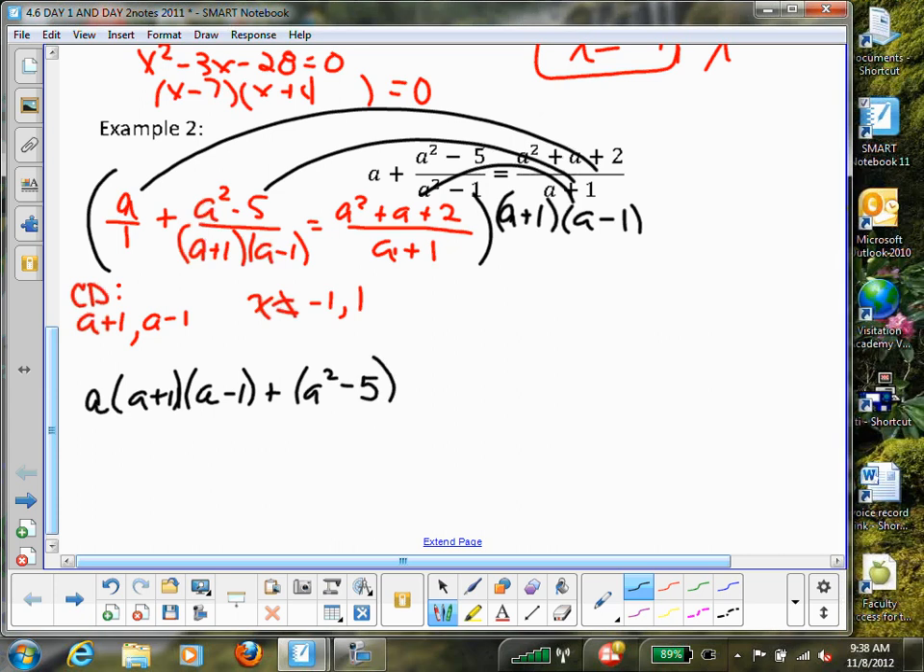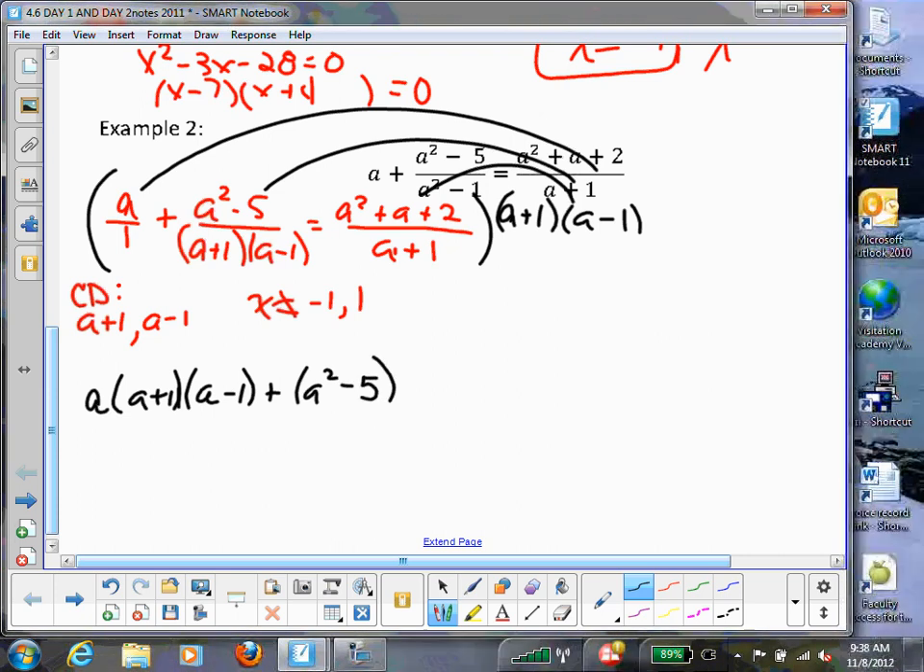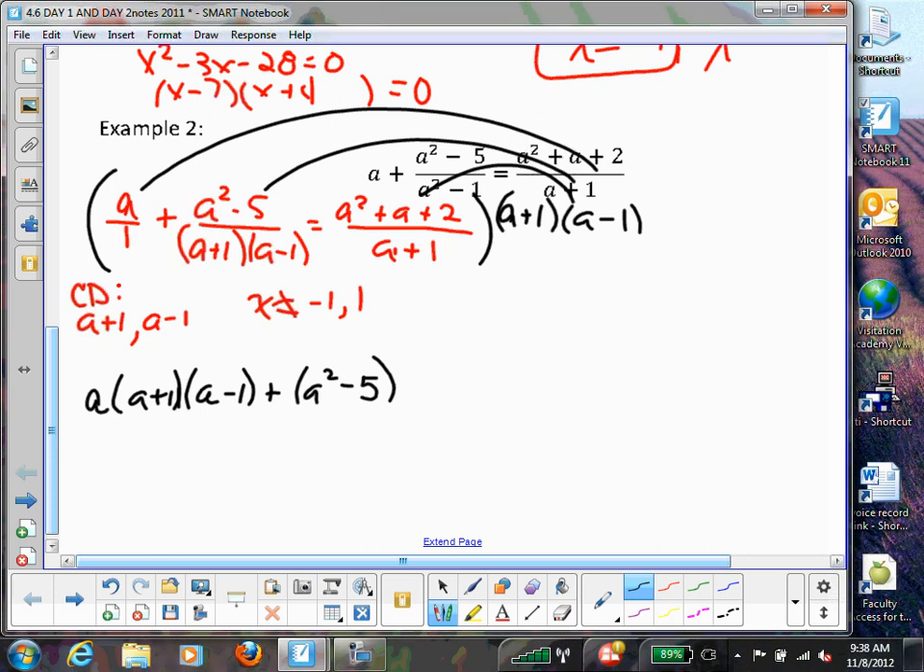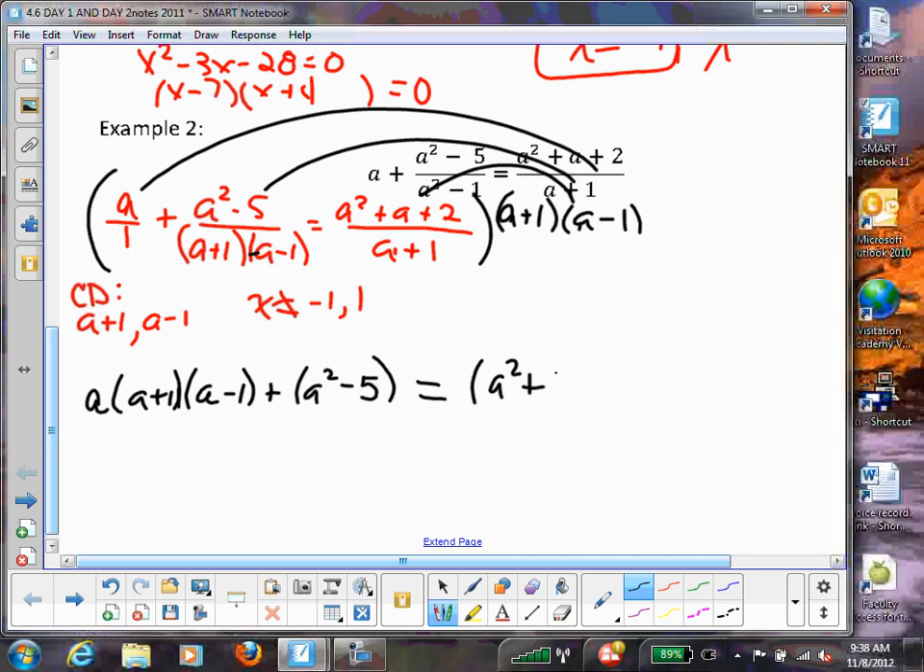So then I go to my next term. What drops out? Both, right? Don't they all drop out? And so my next term is just going to consist of that a squared minus 5. Would you agree? Because all of these terms are going to get canceled by what you're multiplying. Okay, and then when I go to my next term, I'm going to take that a squared plus a plus 2, and what do I multiply it by? A minus 1. Okay, Megan?